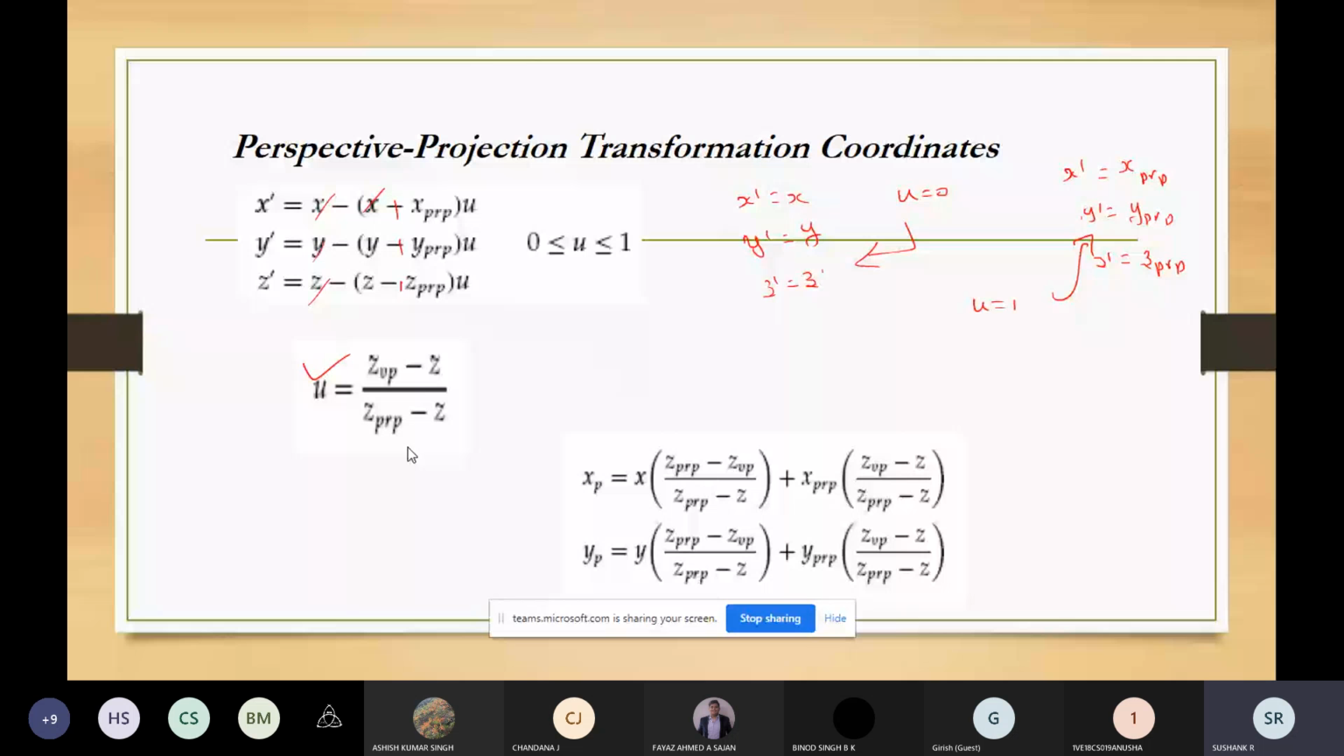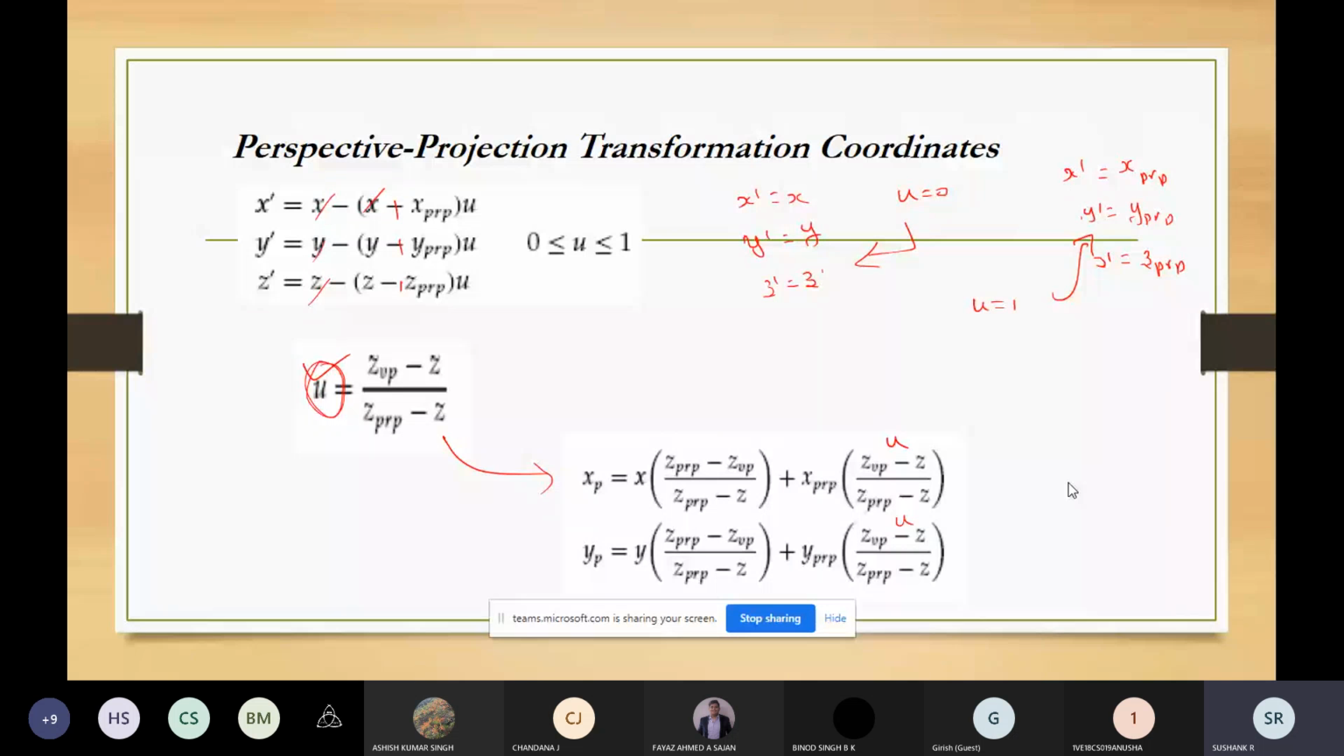Once this is done, you can use the value of u, which is calculated as zvp minus z by zprp minus z, to get the general equation. Xp is equal to x into this u value. This is the u value, and this is also the u value.